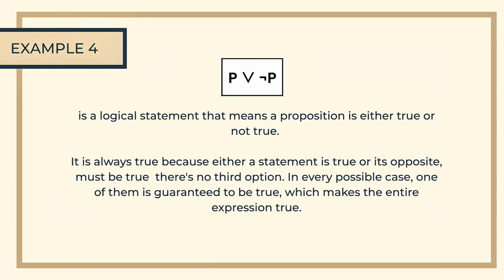Example 4. P or not P is a logical statement that means a proposition is either true or not true. It is always true because either a statement is true or its opposite must be true. There's no third option. In every possible case, one of them is guaranteed to be true, which makes the entire expression true.